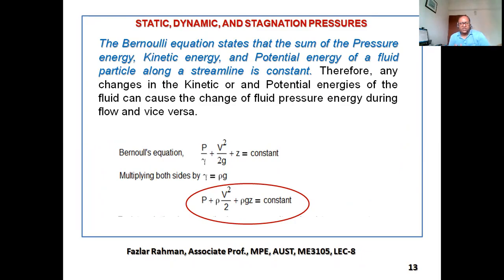Now, this equation you can represent in a different way. This is our Bernoulli's equation. If you multiply both sides by gamma, then this will be only P. Gamma equals rho g, so this g will cancel out. So P plus rho v square by 2 plus rho g z equals constant.